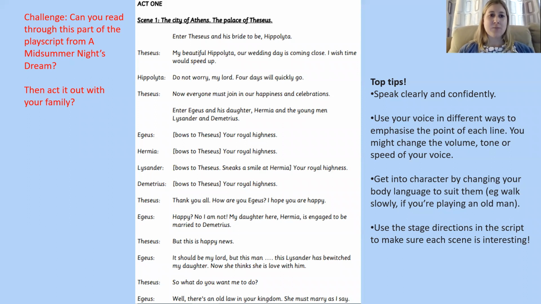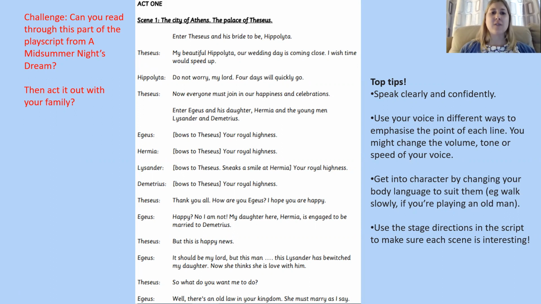I'd like you, please, to practice reading out this part of A Midsummer Night's Dream. So when you're reading, remember the section on the left, this is telling us who's speaking. So we've got our character name with our capital letter for proper noun, following with a colon. Then we have the speech. Remember to speak clearly and to speak confidently. You need to use your voice in different ways to emphasize the point for each line or each speech.